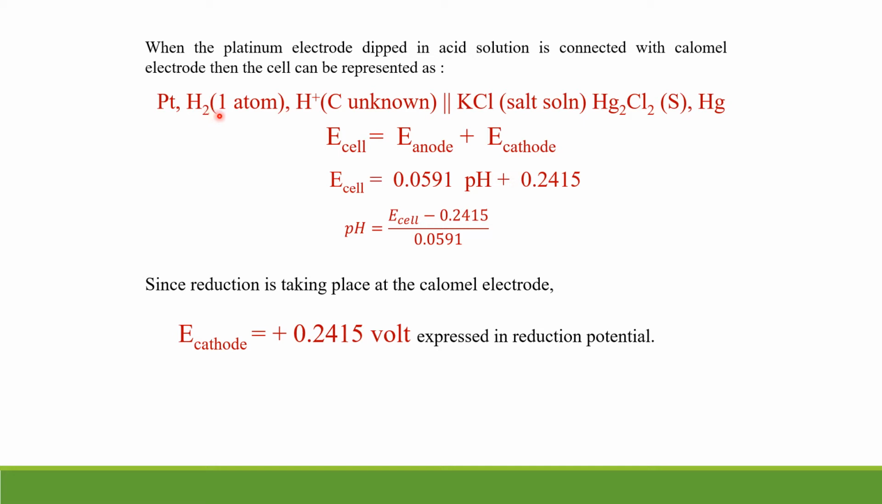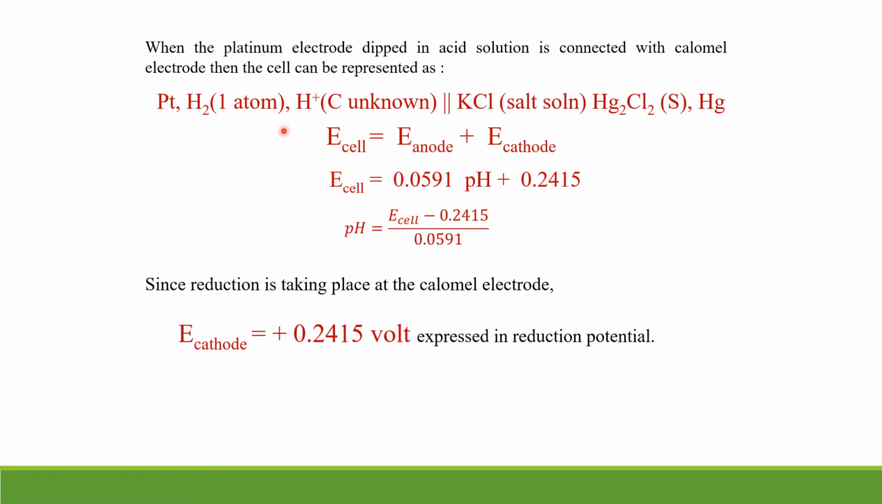So the left hand side, from here till here, represents the hydrogen electrode, and the right hand side represents the calomel electrode, that is the reference electrode. These two double lines represent the salt bridge. With the help of the salt bridge, the two electrodes are connected to each other.